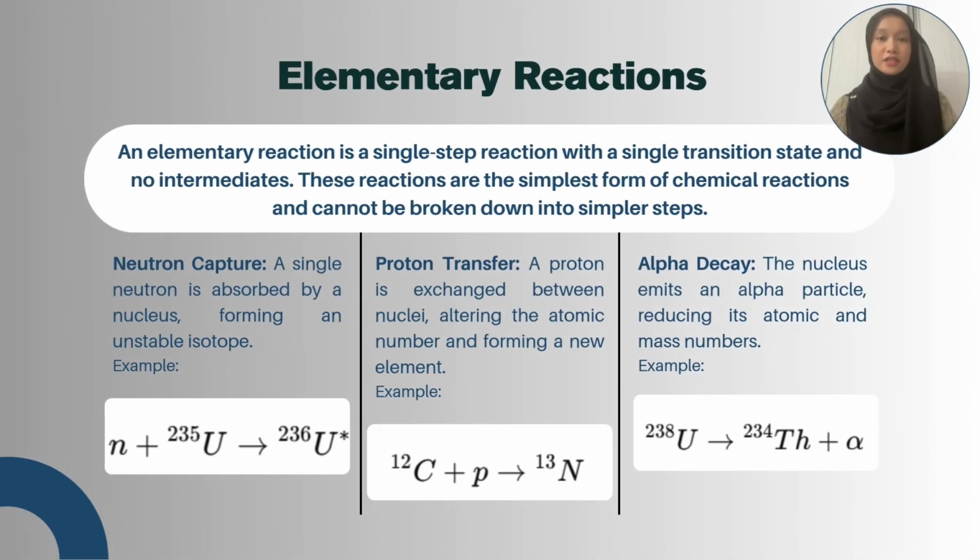An elementary reaction is a single-step reaction with a single transition state and no intermediates. These reactions are the simplest form of chemical reactions and cannot be broken down into simpler steps. One example of radioactive decay is alpha decay, where the nucleus emits an alpha particle. This reduces the atomic number by 2 and the mass number by 4. For instance, uranium-238 undergoes alpha decay to form thorium-234 plus an alpha particle.